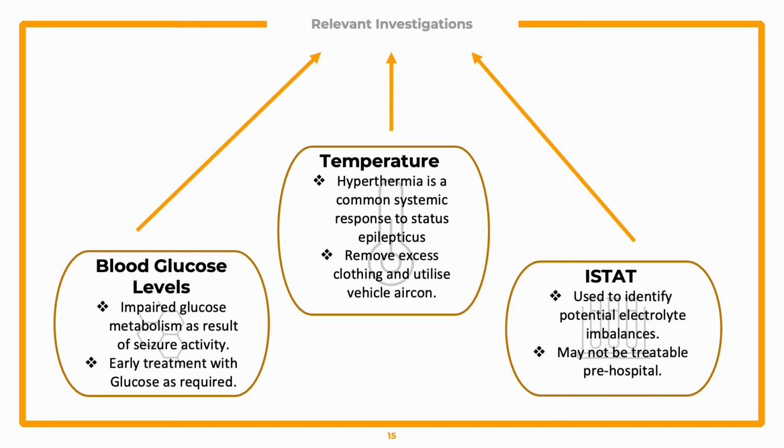Again, a blood glucose should always be taken in these patients and should be conducted early. It is well known and documented that seizure activity results in impaired glucose metabolism. Therefore, any presentation of hypoglycemia with these patients should be managed concurrently, as this may be a simple cause of the status epilepticus.